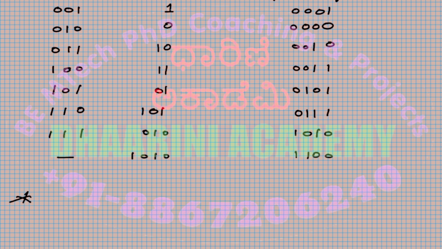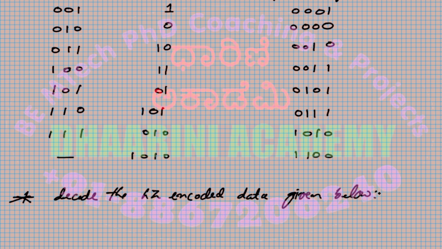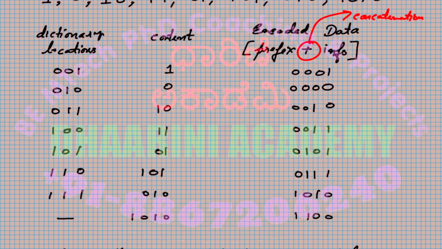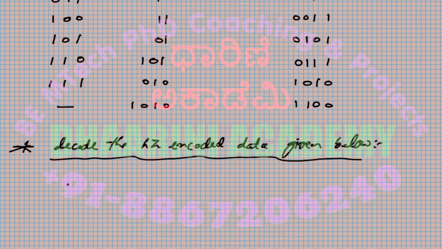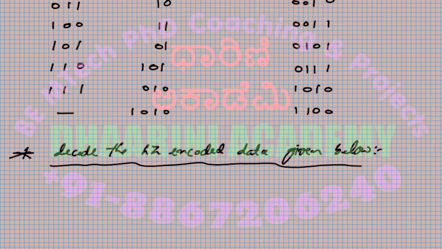So I want to show you how to perform the decode. Decode the LZ encoded data given below. The data is the one which I already have used. I just want to show you that I'm able to get back my original message. For that reason, I'll write the same data. So the same data indicates, what's the first data?